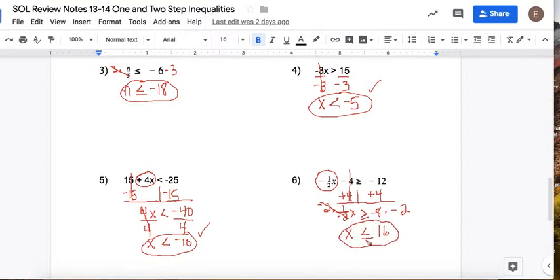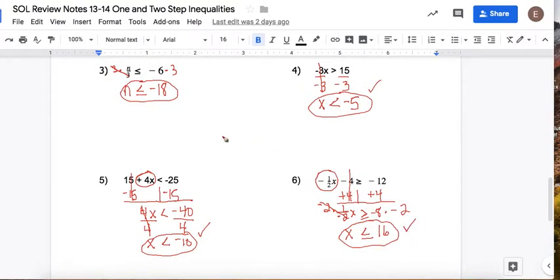So now I can pick anything less than or equal to 16 here. And let's just pick 14. So negative 1/2 of 14 is negative 7. Negative 7 minus 4 is negative 11. And negative 11 is greater than or equal to negative 12. So it does, in fact, check.